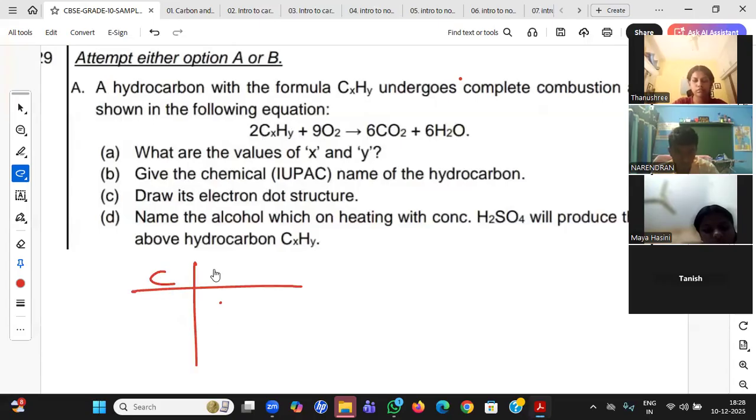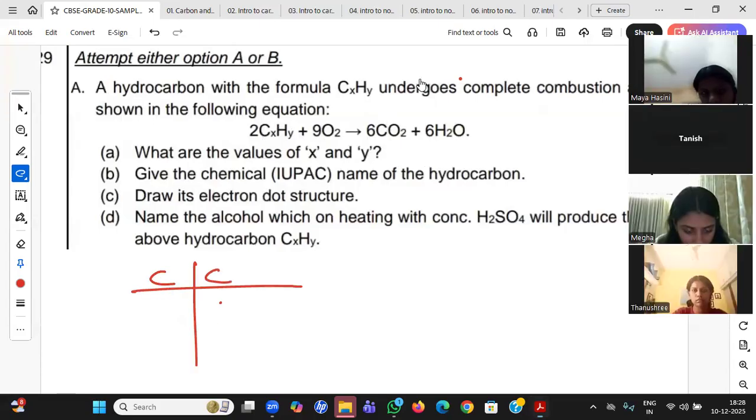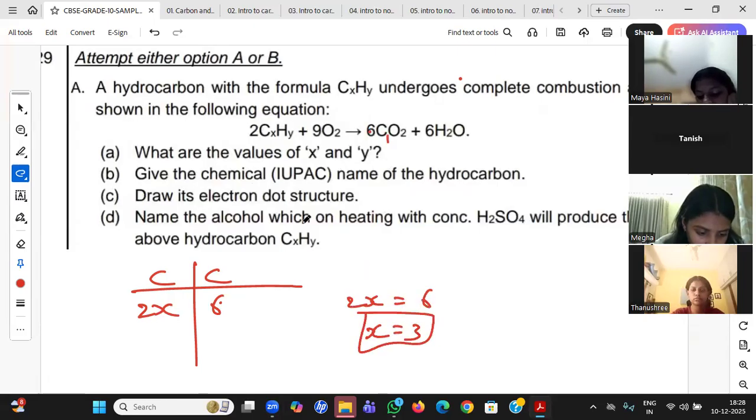Left side carbon, right side carbon. Yes, Narendran, so now is it right? Okay, you give the answer. Narendran, right answer. Maya, right answer. Very good, Maya. Okay, so Tanushri, you can look over here, student. Carbon on the left side. Why did I take it? I want X. For X, we have here carbon 2 into X, 2X. Right side carbon is only 6 into 1, 6. So 2X equal to 6, X equal to 3.